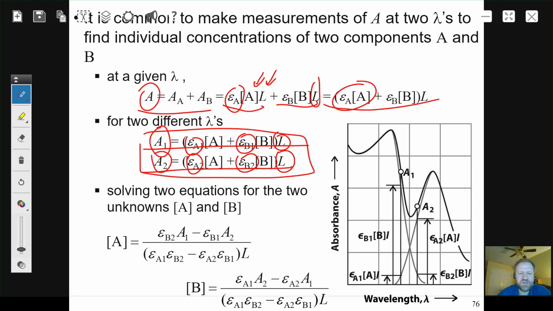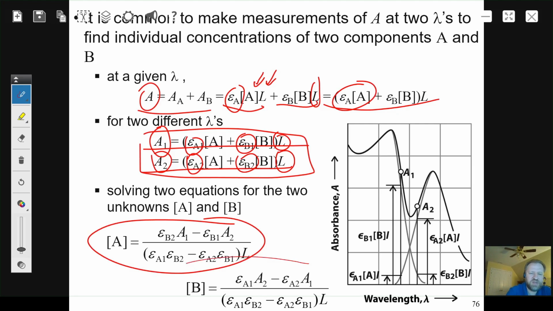So solving these two equations for two unknowns, which are our concentrations of A and B, we can determine the concentration of each of the species in a reaction mixture. And think about this: if you perform these measurements at different stages of the reaction, you can trace the concentration of those species as a function of the progress of the reaction.